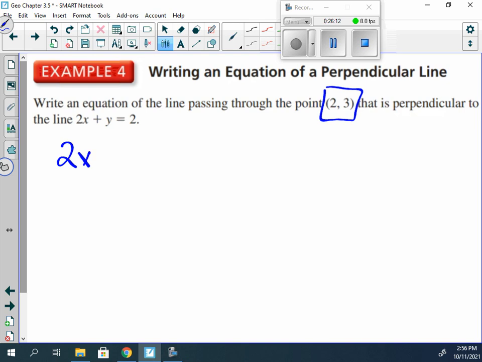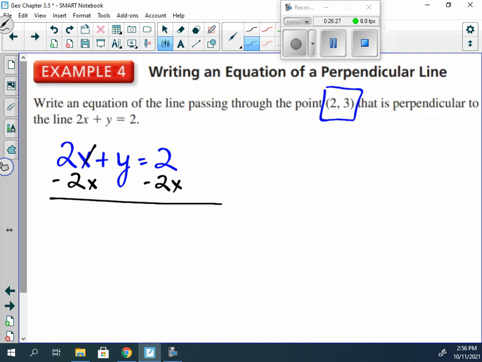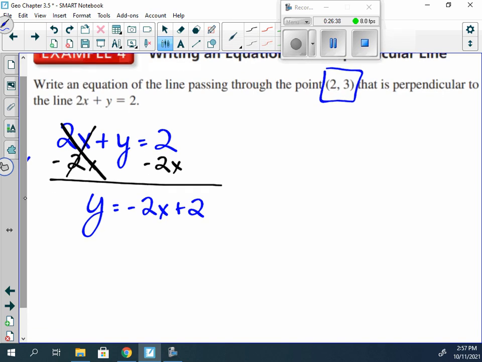So 2x + y = 2. What do I need to do to get it into y = mx + b? Exactly, we need to move the 2x. So we would subtract it from both sides, because 2x minus 2x would be 0. So y would equal negative 2x plus 2. So what would the slope of the original line be? Negative 2.